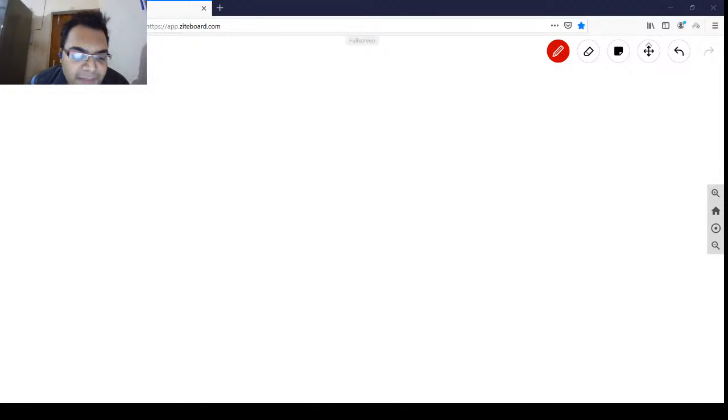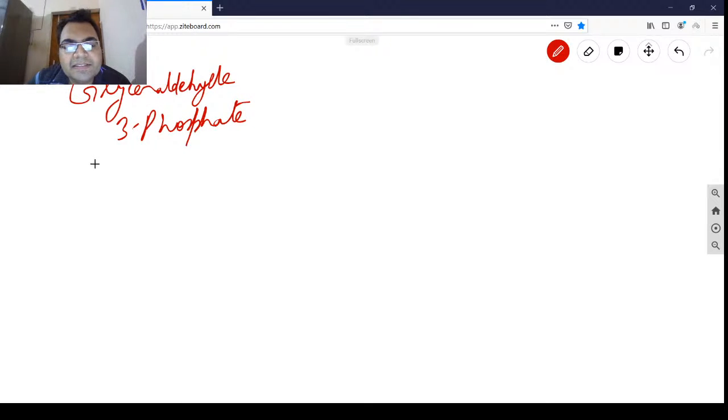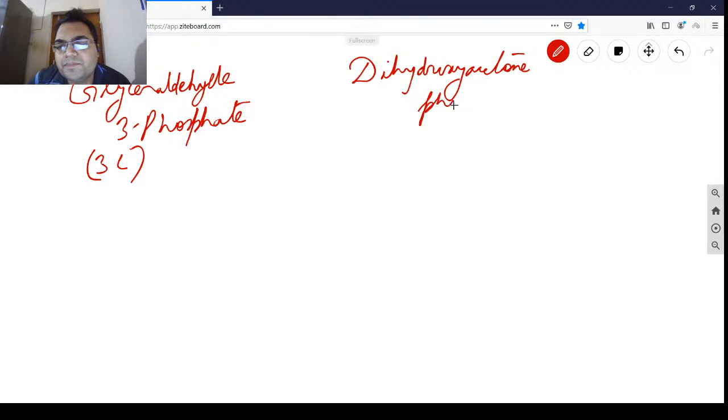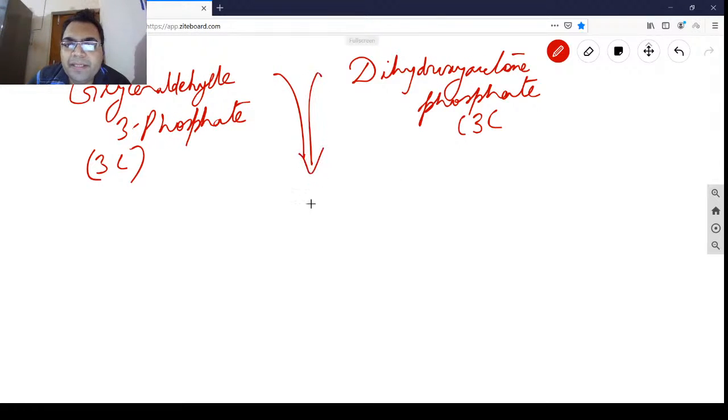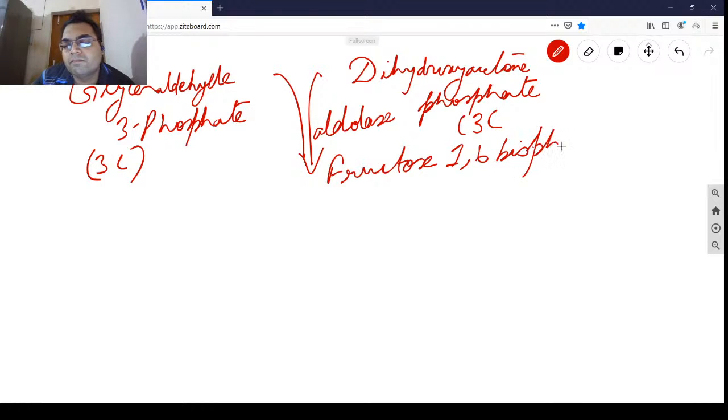So you have glyceraldehyde 3-phosphate, this is 3 carbon, and dihydroxyacetone phosphate, that is again 3 carbon. We're talking about regeneration of RuBP, or ribulose 1,5-bisphosphate. When these two mix up, by aldolase enzyme, what they form is fructose 1,6-bisphosphate, again a 6 carbon molecule.